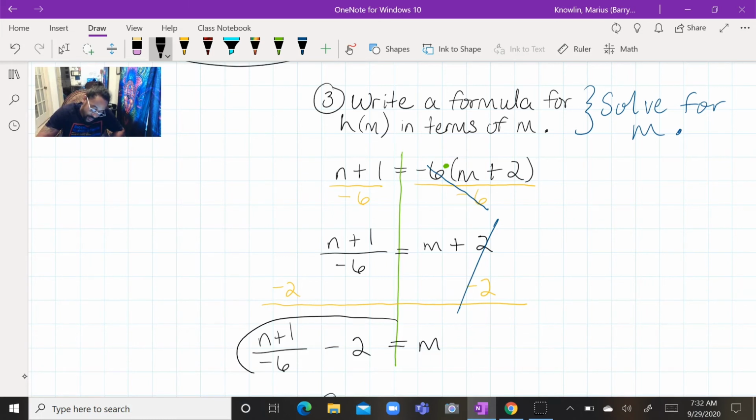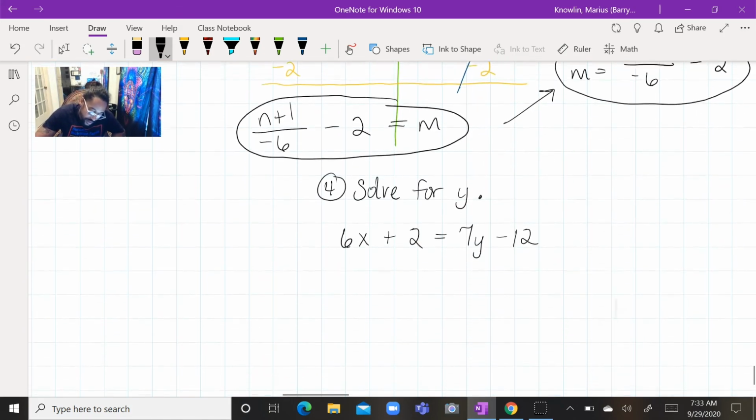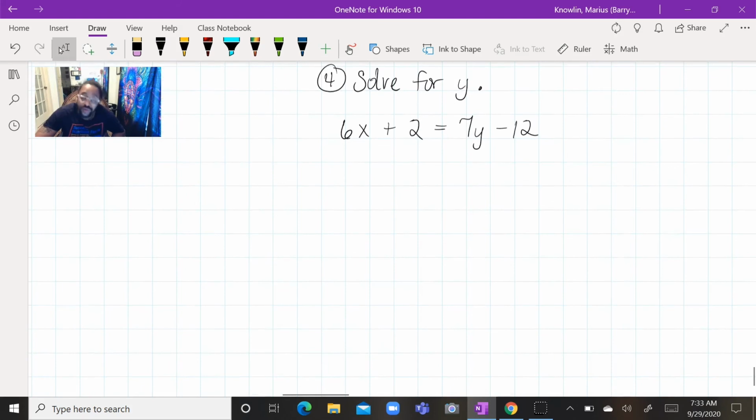Now, that's one way you may see it written. Another way is just to write it with the m on the left. So m equals n plus 1 divided by negative 6 minus 2. That would be our final answer right there. Okay? And number 4. Number 4, there's no guessing involved because it just directly tells us, hey, solve for y. So let's go ahead and just jump in and solve for y.